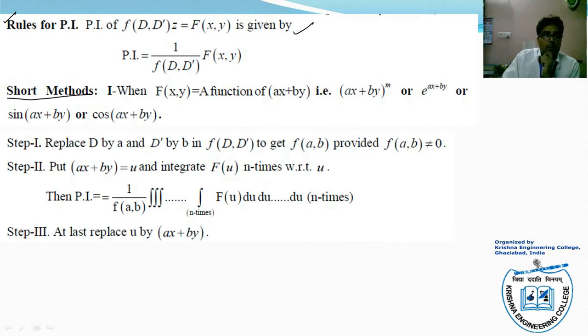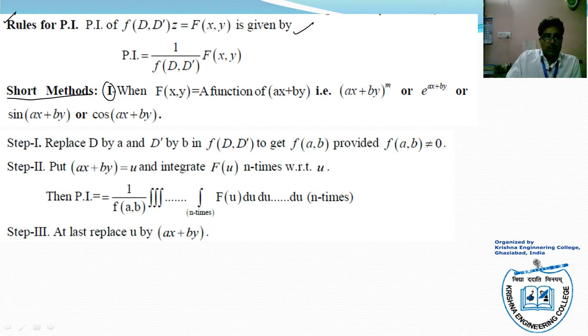The PI is divided into three cases. Case first, when f(x, y) is a function of ax + by, that is, it may be of the form (ax + by)^m, or it may be of the form e^(ax+by), or it may be of the form sin(ax + by), or it may be of the form cos(ax + by). Then in this case, find the PI by the short method.